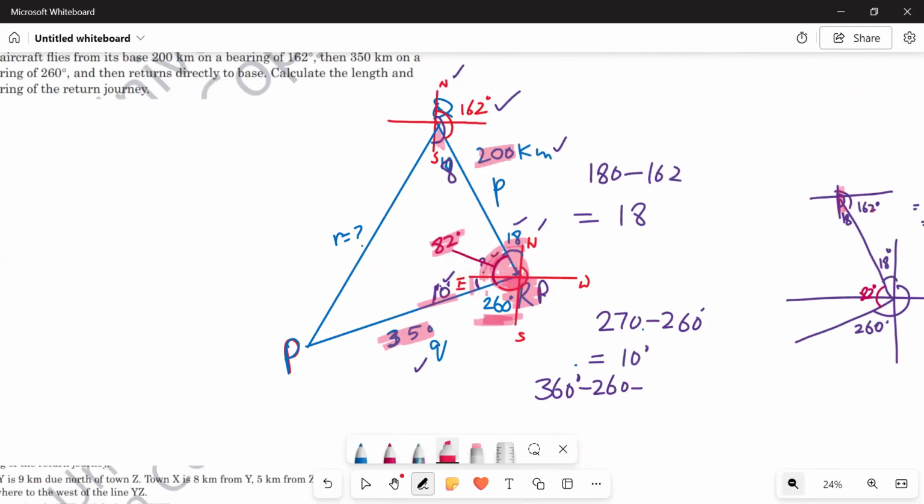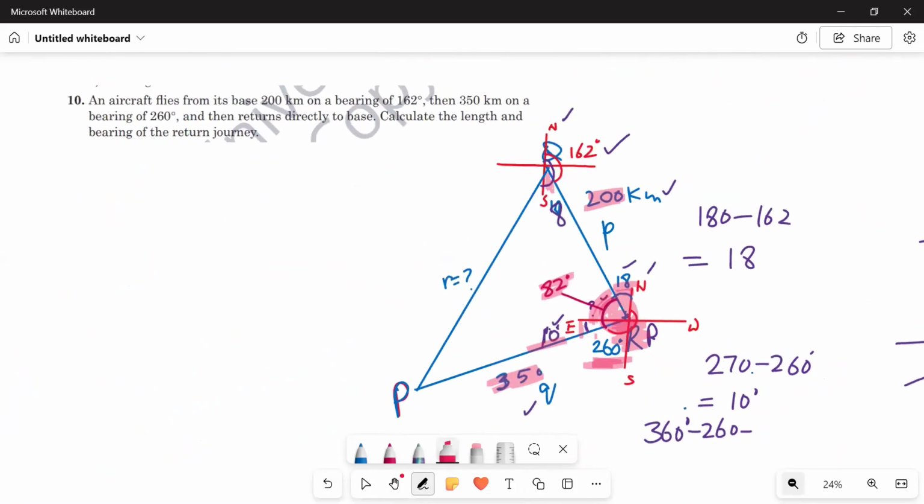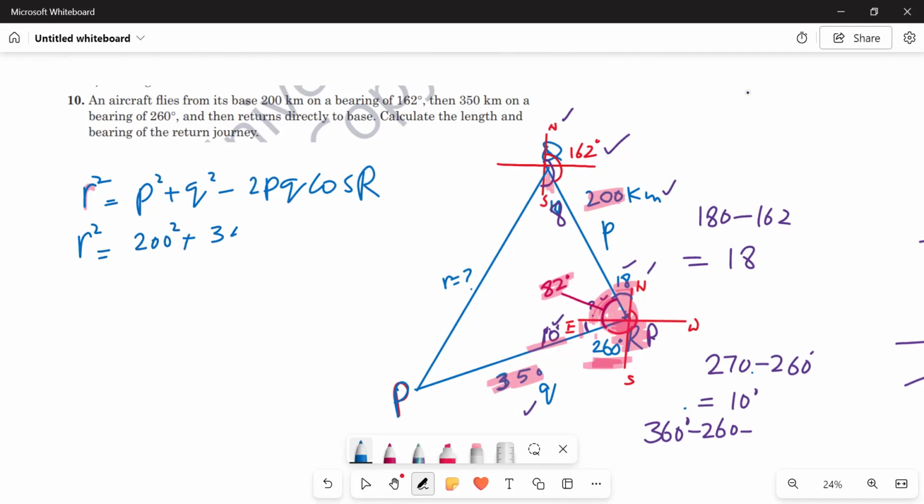So according to the cosine rule, r square is equal to p square plus q square minus 2PQ cos R, capital R. So R square is equal to P value is 200 square, Q value is 350 square, and P value is 200 and Q value is 350. And cos R we got is 82.